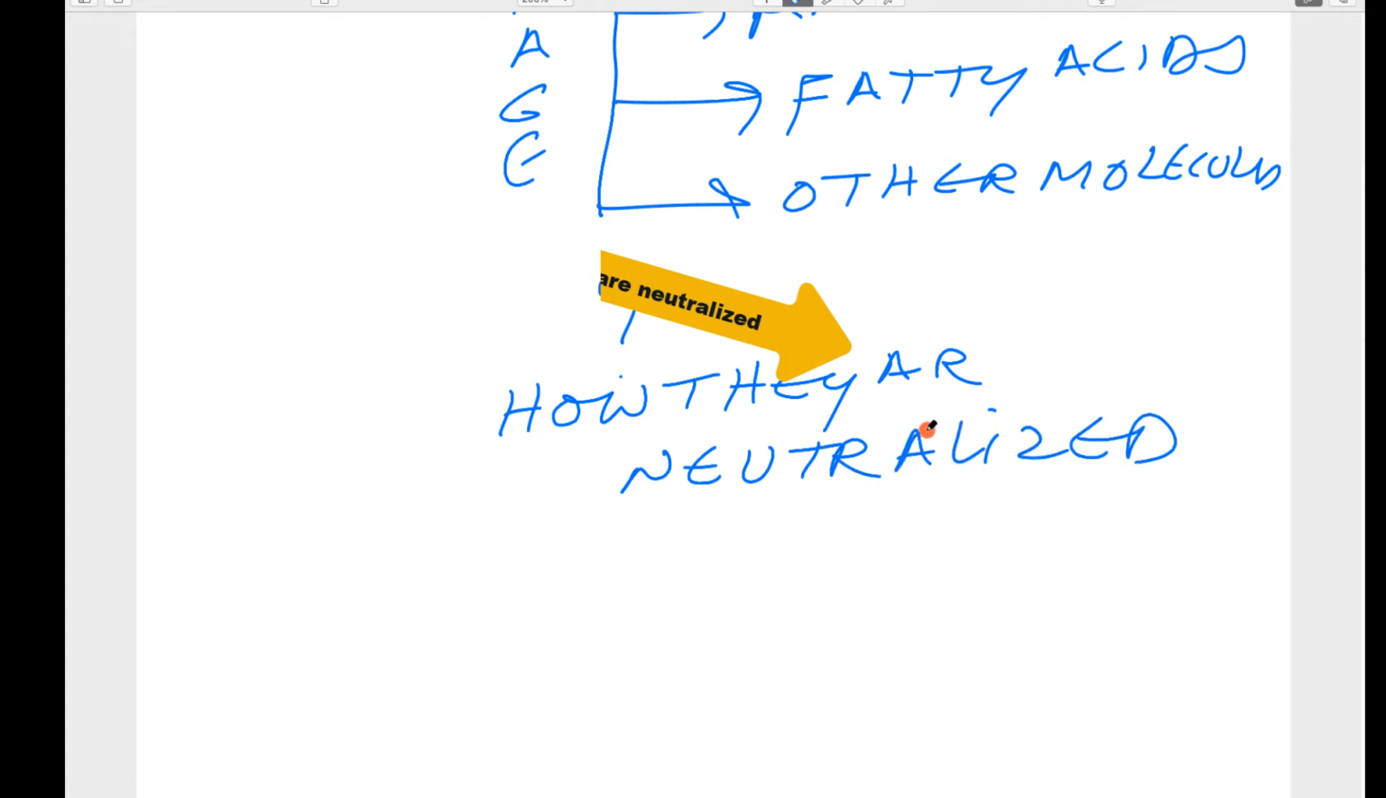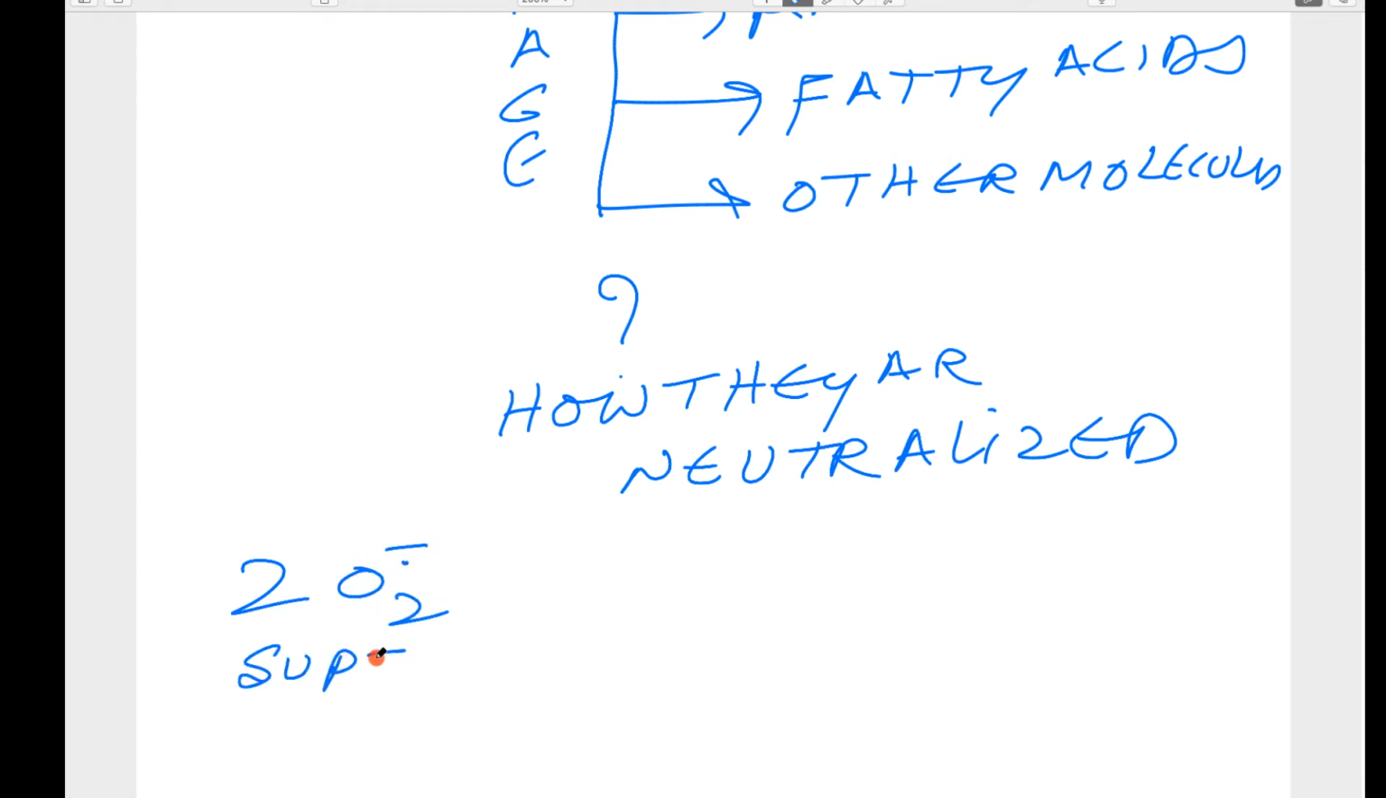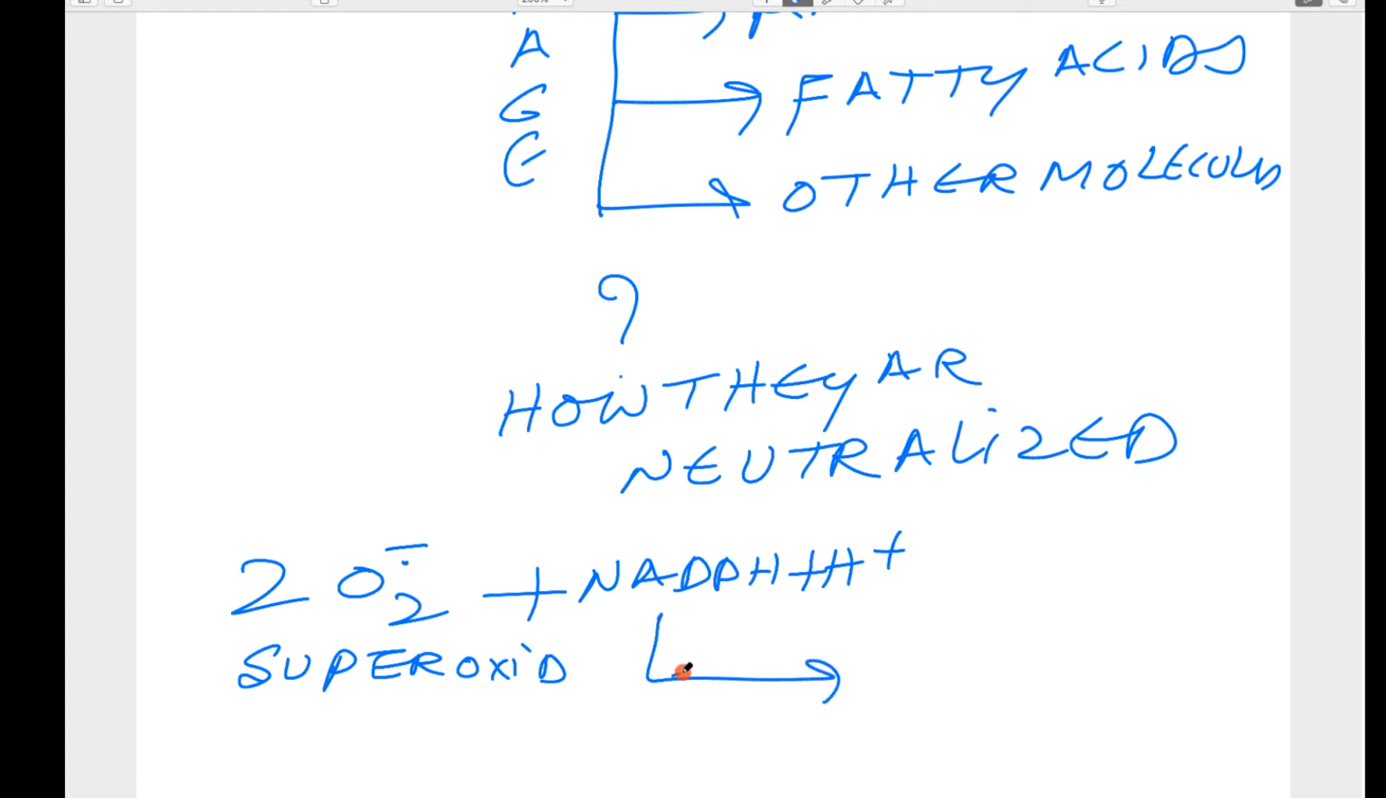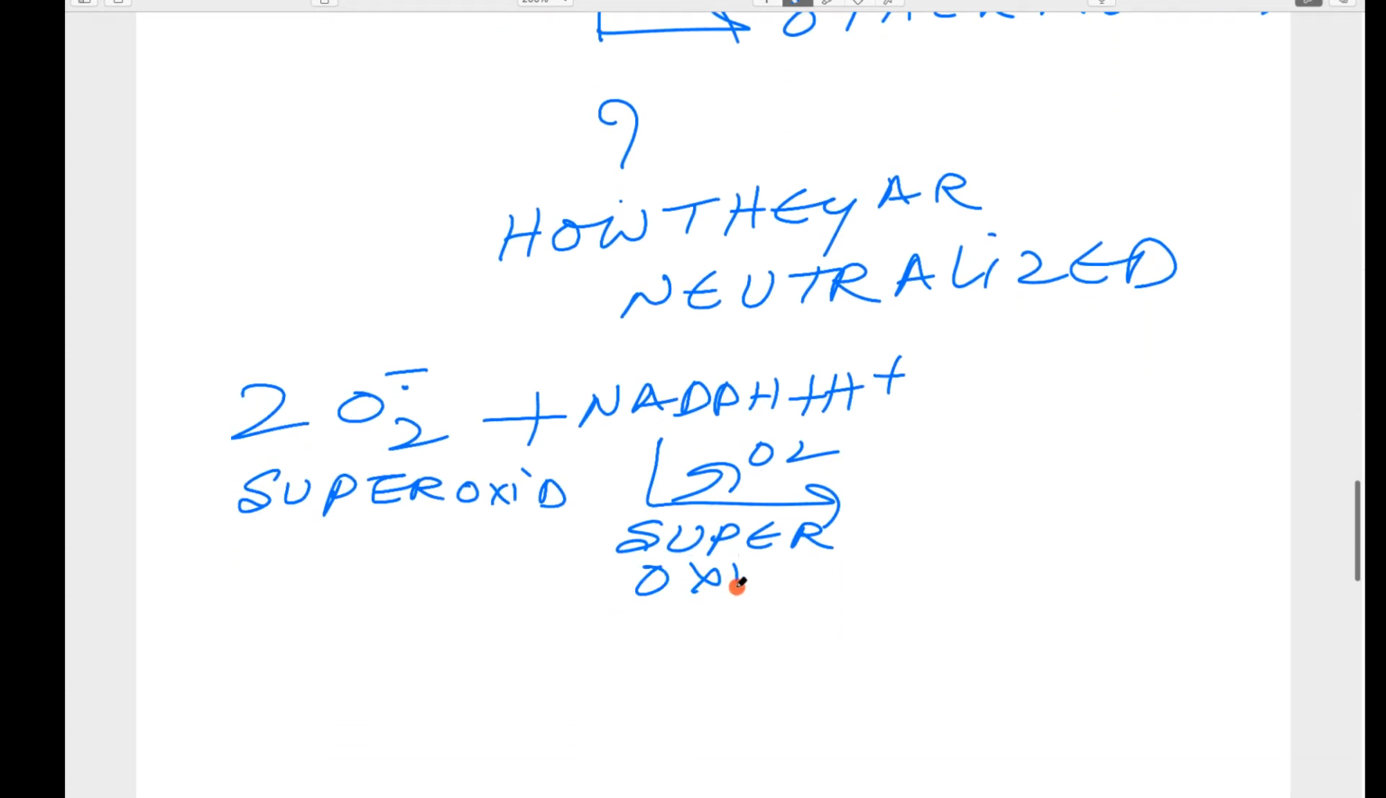How are they neutralized? You can see here there is a superoxide radical. Superoxide, plus NADPH, which is produced in the pentose phosphate pathway. Then O2 is released. The enzyme is called superoxide dismutase. This leads to formation of H2O2.